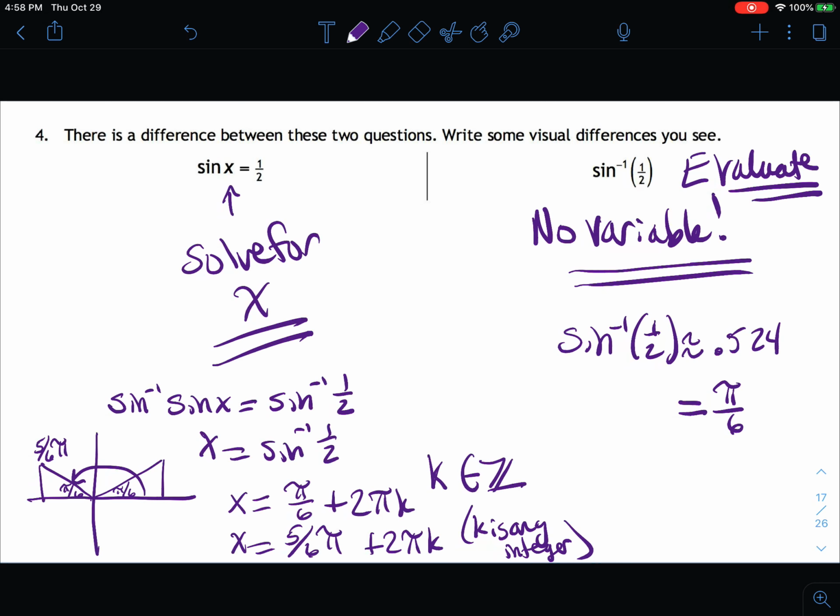There's no multiple solutions. You are evaluating. Think about if I said, hey guys, what is 2 cubed minus 4? Okay, it's 8, take away 4, it's 4. You didn't solve anything. You're just evaluating. That's all we're doing here. When you see a variable, you solve for the variable. When you do not, you just evaluate.